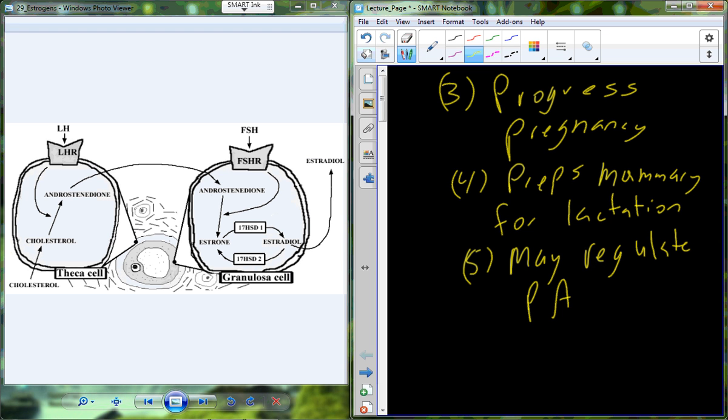Now, estrogen is not just produced by the ovaries. It's actually also produced at some levels in males as well. And it's being produced primarily as a result of testosterone production. Once testosterone is released from the testes, it interacts with the adipose tissue. Adipose tissue has presence of an enzyme called aromatase. Aromatase takes that testosterone and converts it into 17-beta estradiol. In males, all of these effects, with the exception of number five, are primarily related to females.